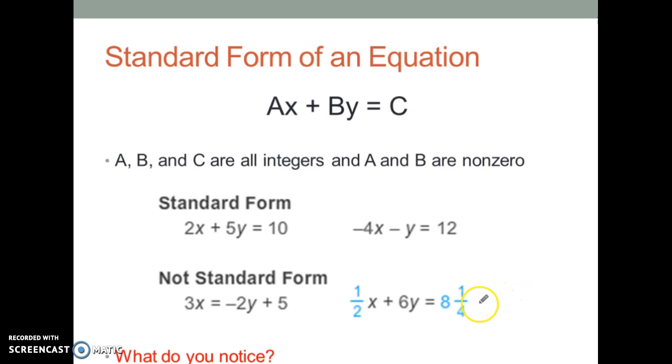This one, even though x and y are on the same side, is not correctly written in standard form because of the fractions. Fractions aren't integer values, so we would have to translate this into integer values by multiplying through the denominators, and we'd be able to get it into correct standard form.